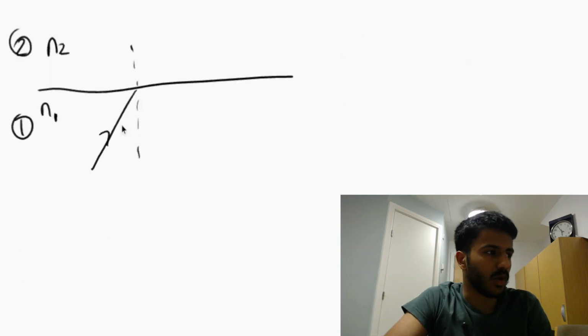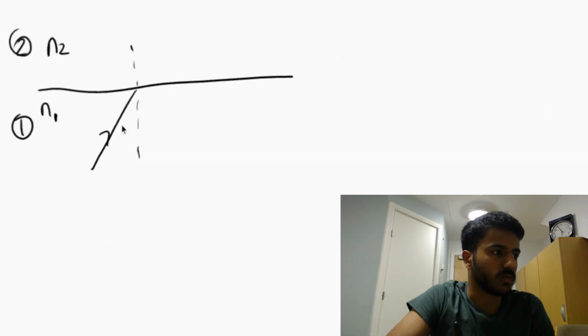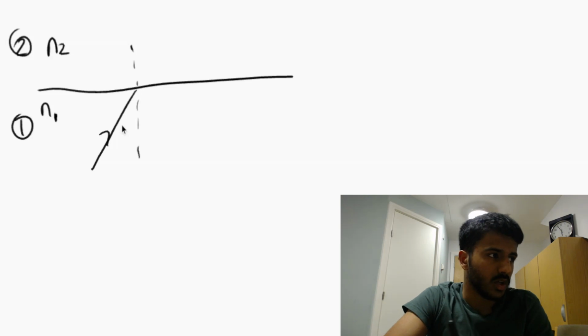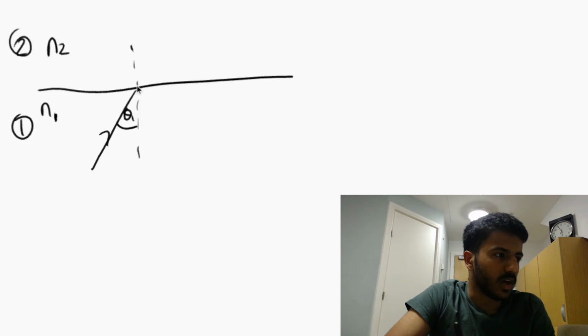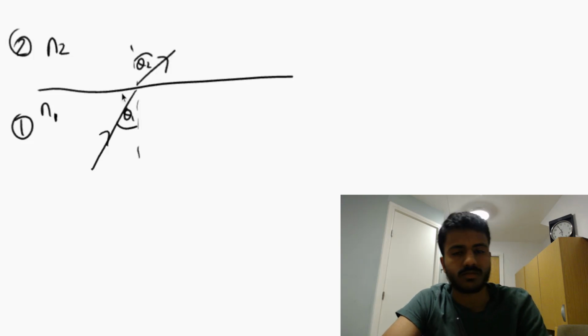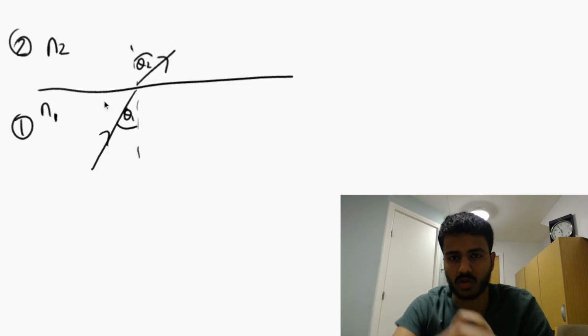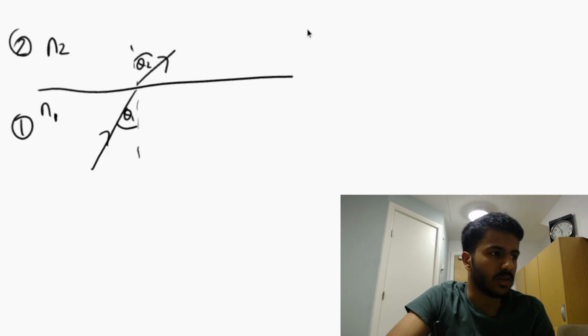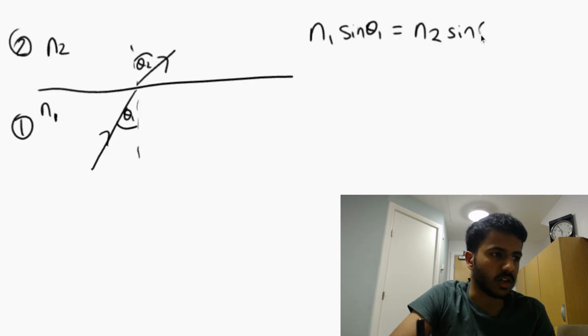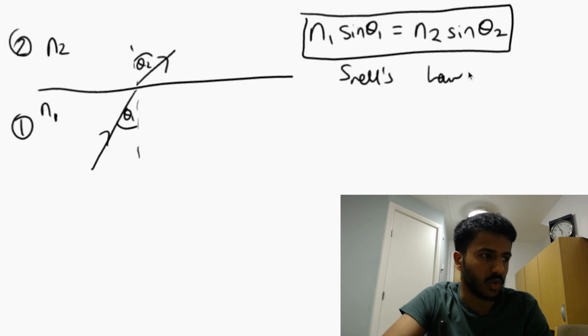So let's look at an example where it moves from medium 1 into medium 2. And this medium 1 has a refractive index of n1, and this medium 2 has a refractive index of n2. And this angle here is theta 1, and as it moves out, this angle here is theta 2. And we don't need to really specify which angle is bigger than the other. The way these two angles are related to each other is that n1 sine theta 1 is equal to n2 sine theta 2. This here is known as Snell's law.